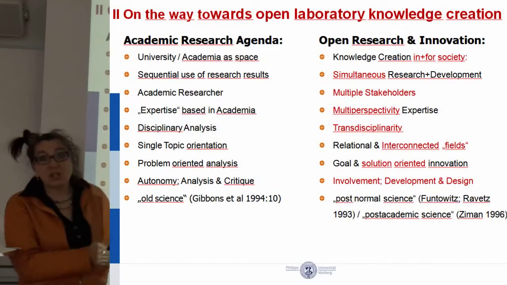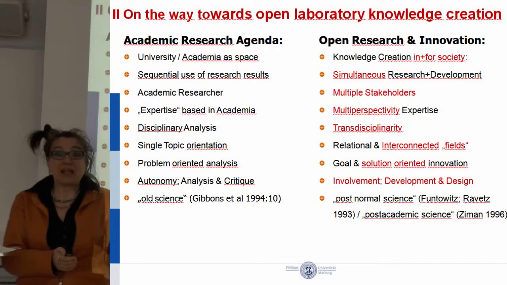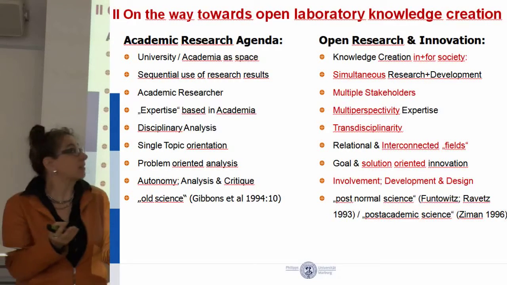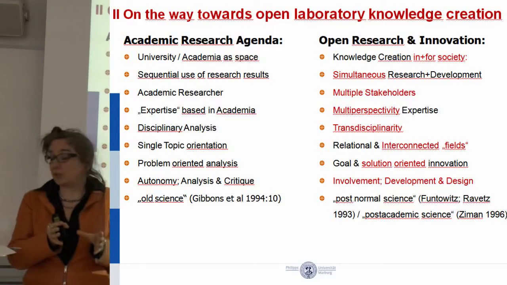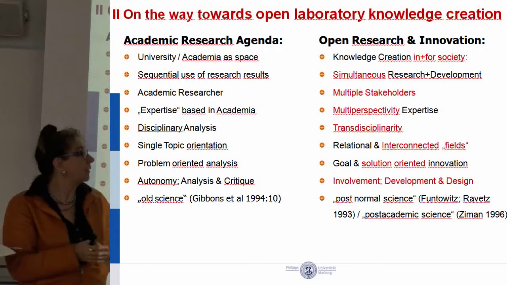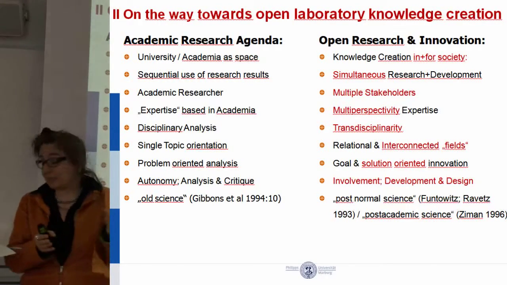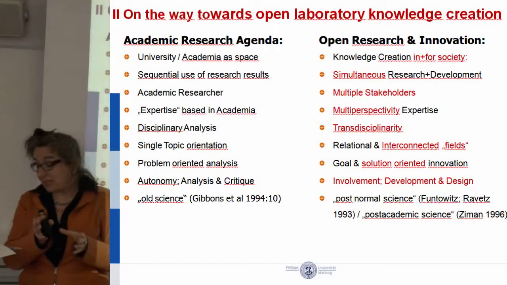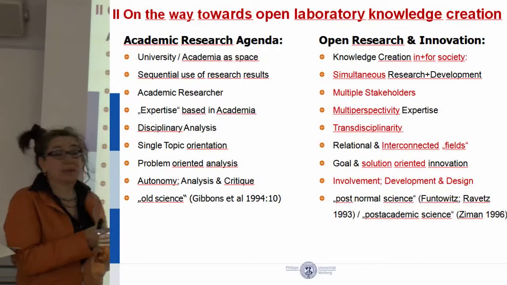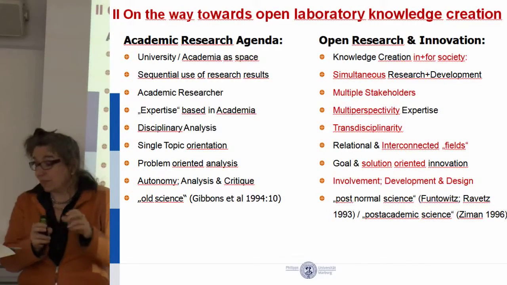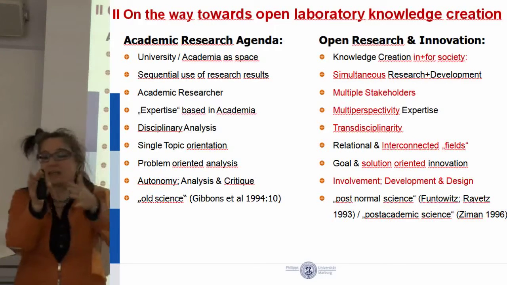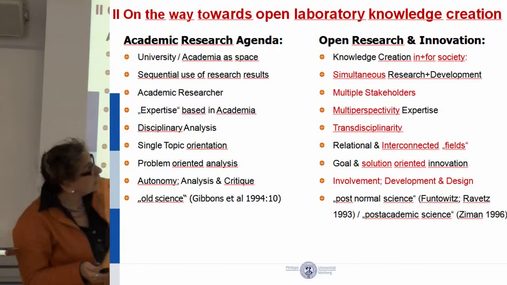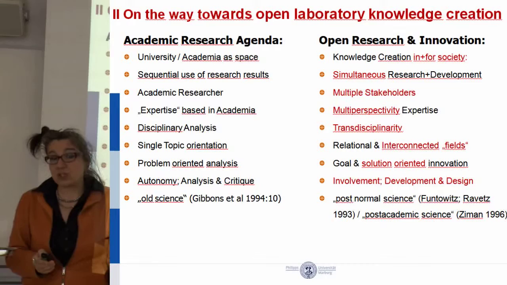Now, the traditional research agenda, of course, always has been the so-called ivory tower research, where the autonomous scientist was active and, of course, followed a mostly disciplinary perspective, going for single topic orientation, going for problem-oriented analysis, and going in this autonomous practice for analysis and critique in social science, at least. And this is what Gibbons and others comment on as old science, an academic and sequential and long-time oriented academic expertise mode.